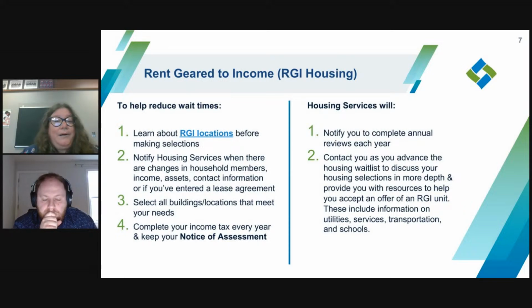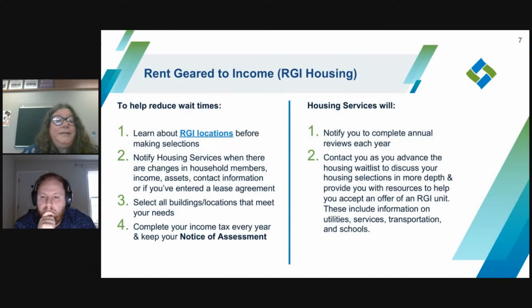If you are having a baby and may need an extra bedroom, you may be entitled to a bigger unit. If your income changes, if your assets change, and most importantly, if your contact information changes, we typically try to stay in contact with all of our applicants at least once a year. And the longer you've been on the wait list, the more critical this becomes. So please remember, if you have changed your contact information, let us know and we'll update your file so that we can be in contact when an offer of programming may be available to you.